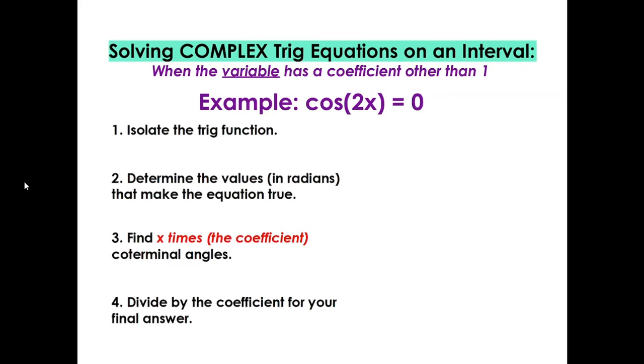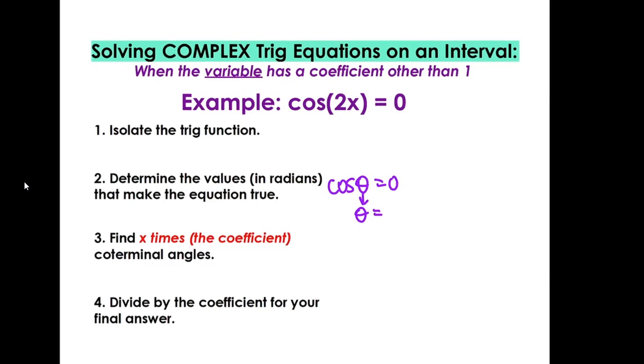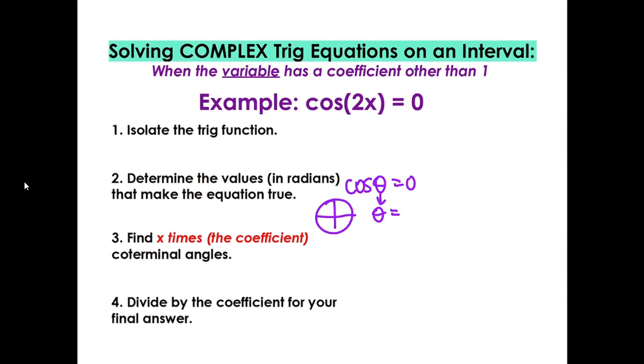So what we want to think is basically, when does cosine of theta equal 0? For what angle does cosine equal 0? Remember, I like to use this method. The x value is 0 at the top and at the bottom, so that's at pi over 2 and at 3 pi over 2. And really, we're going to replace that theta with 2x. So we'll say 2x equals pi over 2 and 3 pi over 2.